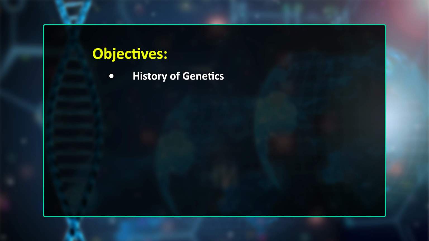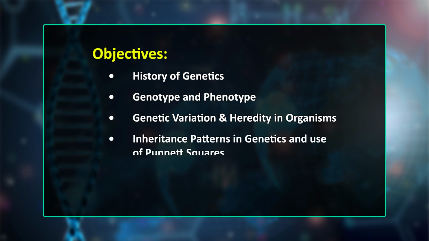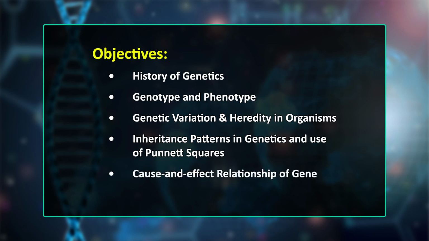The main objectives of this module are to know about the brief history of genetics, to know about genotype and phenotype, to know about the genetic variation and heredity in organisms, to know about the inheritance patterns in genetics and use of Punnett squares, to know about the causes and effect relationship of gene transmission from parents to offspring.